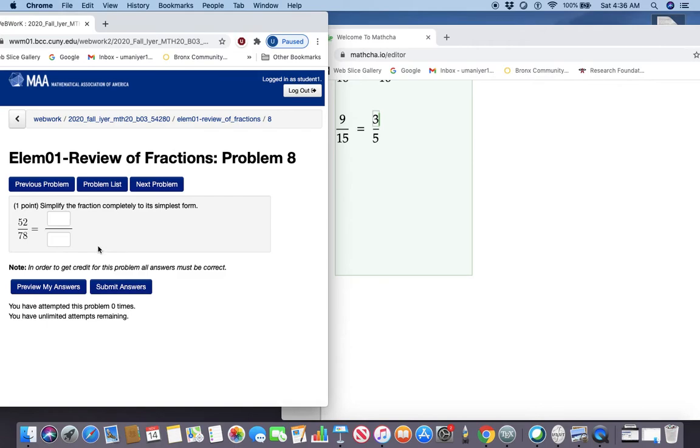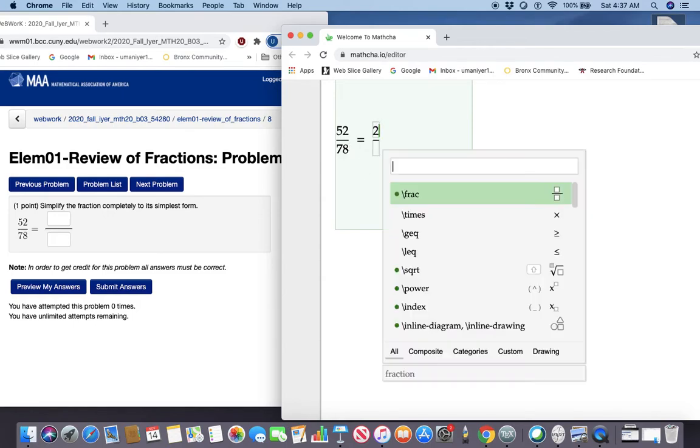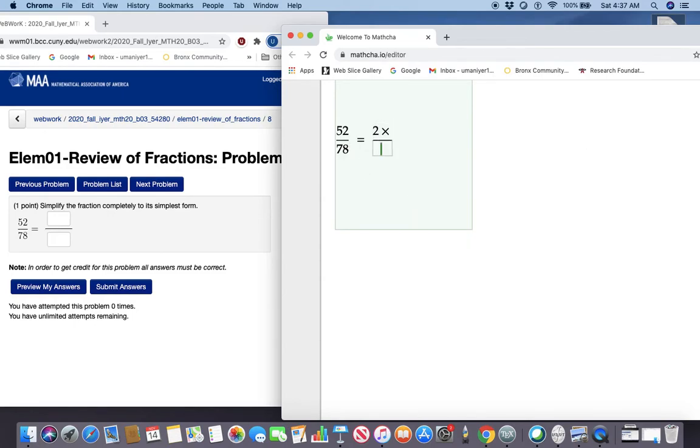Next problem. 52 over 78. Okay. I can keep reducing over several stages, right? You notice this is an even number, so 2 goes in both.